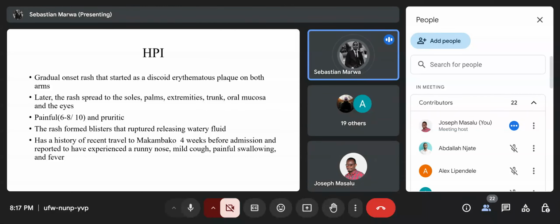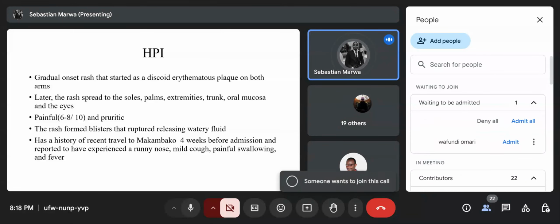The patient displayed a dermatous plaque on both arms, and later the rash spread to the soles, palms, extremities, trunk, and also the oral mucosa and the eyes were involved. So it was painful, with a pain severity score ranging from 6 to 8 out of 10, and it was also itching. There was also formation of blisters that fractured, releasing watery fluid.